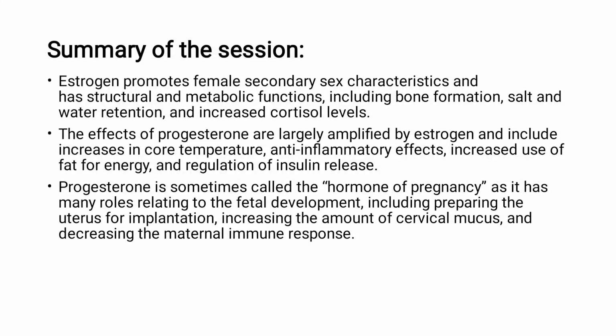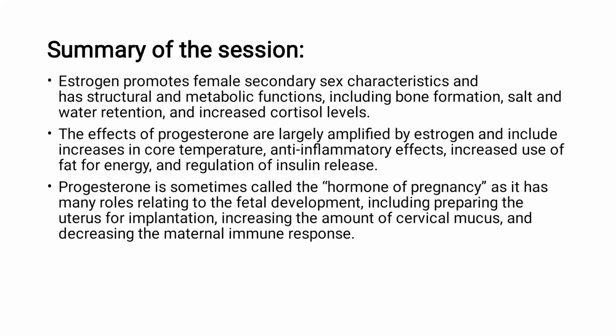Coming to the summary of this session. The two important hormones involved in the female reproductive system are estrogen and progesterone. Estrogen promotes the female secondary sexual characters and has structural and metabolic functions that include thelarche, puberty, and bone formation, salt and water retention, and it also increases cortisol levels. The effects of progesterone are largely amplified by estrogen and include an increase in core temperature, that is body temperature, anti-inflammatory effects, increased use of fat for energy, and regulation of insulin release.